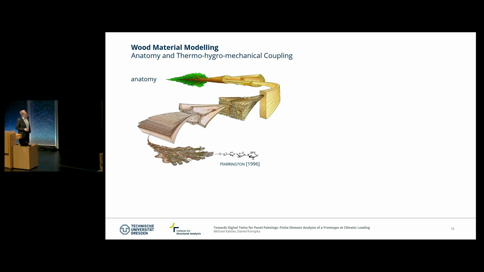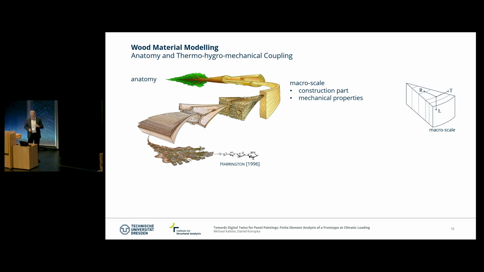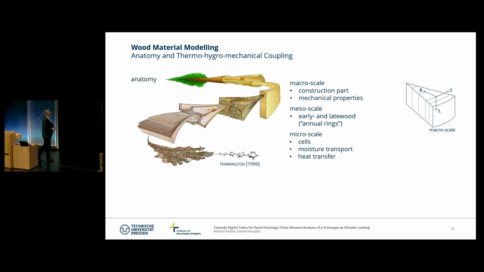When looking into the wooden material, we can approach it from different length scales point of view as well. We have the largest length scale, the macro scale, where we have the tree, where we have our objects at the end. We have as well then the mesoscale, where we can distinguish, for example, the early wood and the late wood, the annual rings. We need to look into the microscale as well, because we have here the cells and the cell walls, and the water is diffusing differently in the cell walls and in the cells. That has to be distinguished.